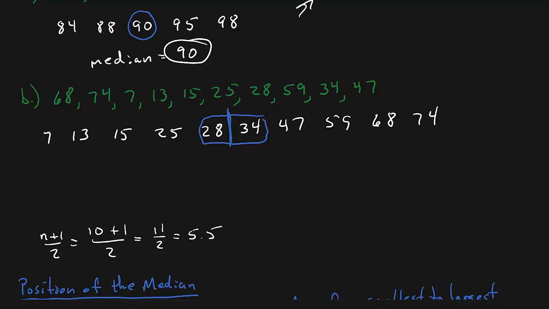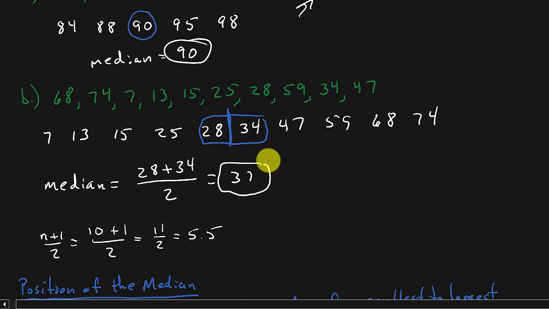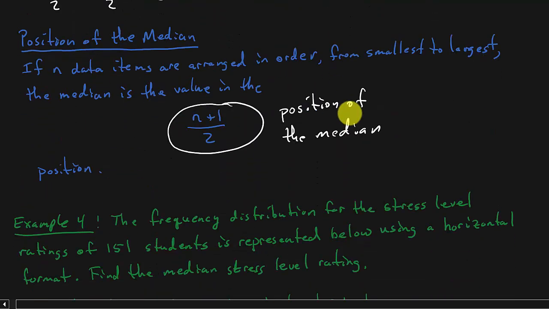All right. So the median is equal to the average of these two. 28 plus 34 divided by 2. And that equals, that's going to give us 31. That's the median. All right. And then we've got position of the median. I've already talked about that. We actually used that on the previous 2 groups of data.